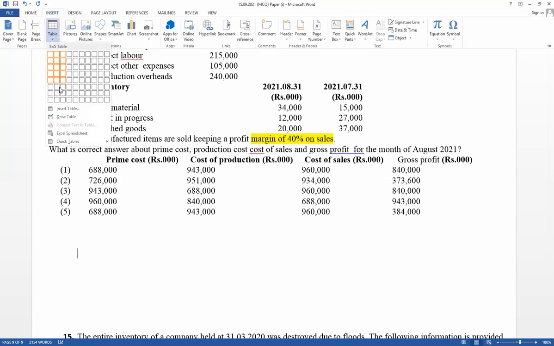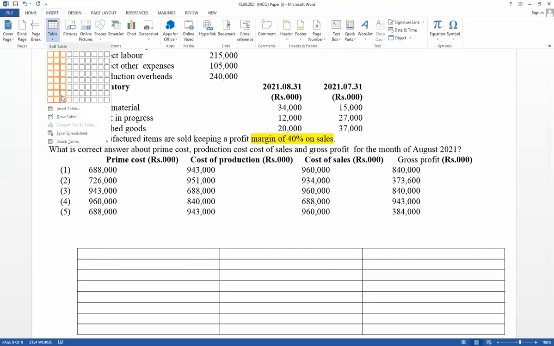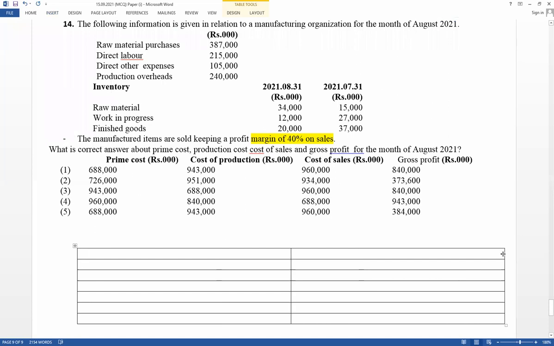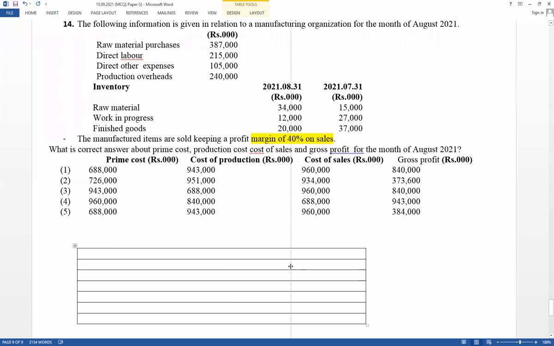It has given raw material purchase, but in the manufacturing accounts you have to consider raw material consumed. Raw material consumed should be considered. Take raw material consumed first. Opening plus purchases, and closing inventory should be deducted. Opening and closing inventory should be adjusted to get raw material consumed.